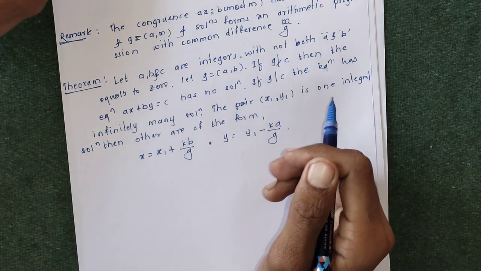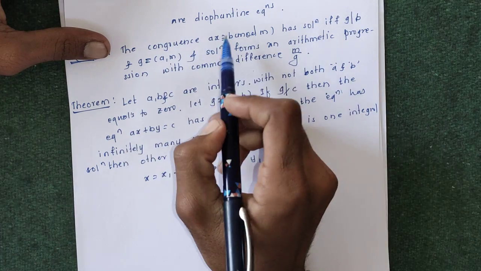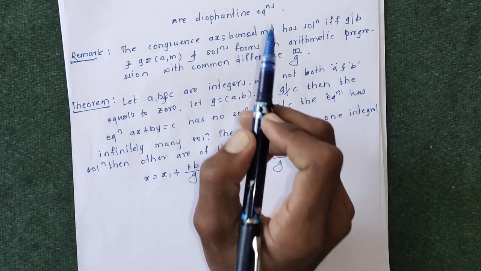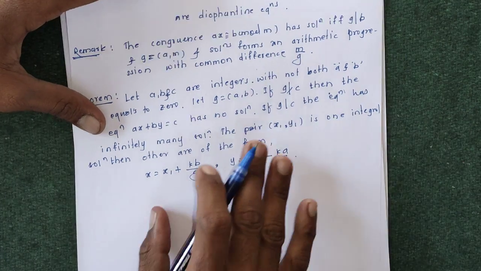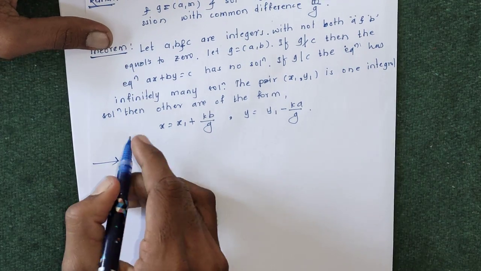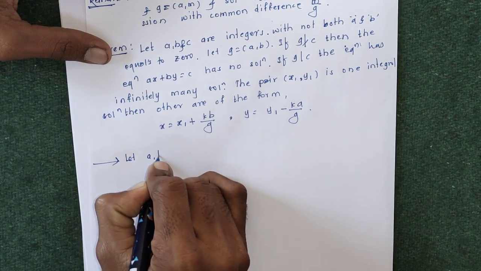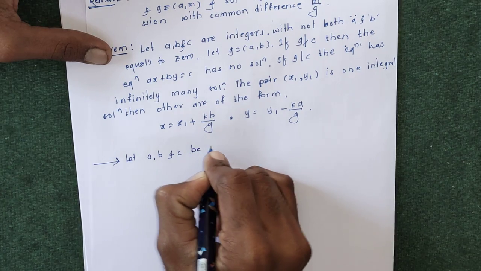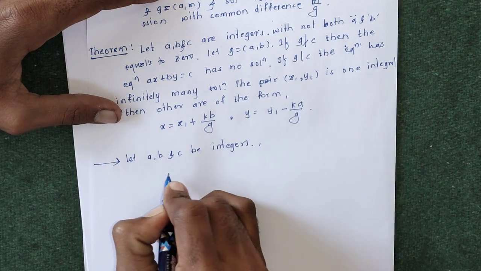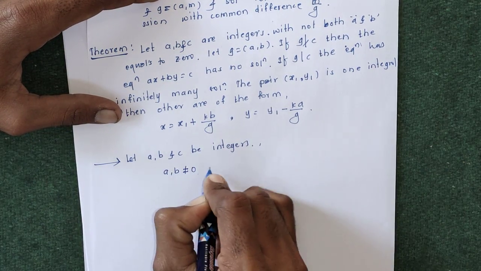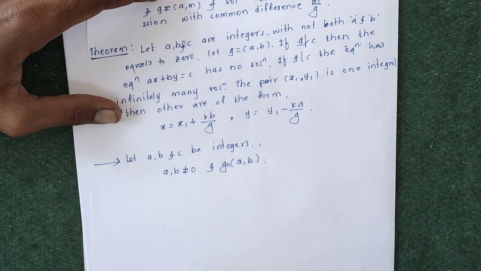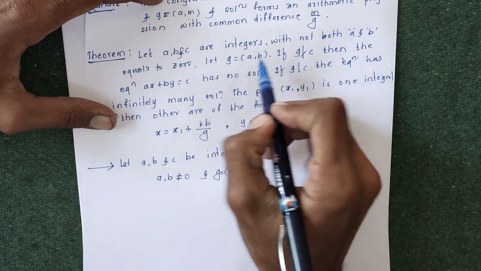So to prove this result, we need the first remark, that is we must know that Ax is congruent to B mod M has a solution if and only if GCD of A and M divides B. So first of all we will write the given things. Here we are given that A, B, C are integers. Let A, B and C be integers. Also we are given that A and B are both non-zero and G is the GCD of A and B. Now these are just the given things.